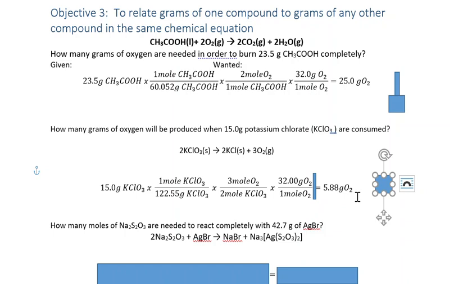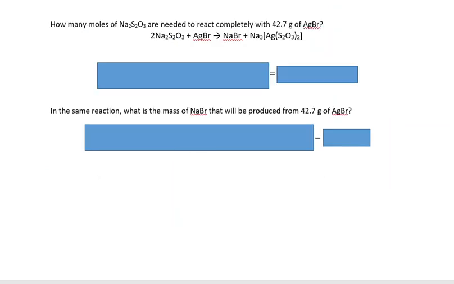So we have related grams of one compound, potassium chlorate, to grams of another compound, grams of oxygen. That's the strategy. Let's do 2 more examples, and then we'll move on to another objective.